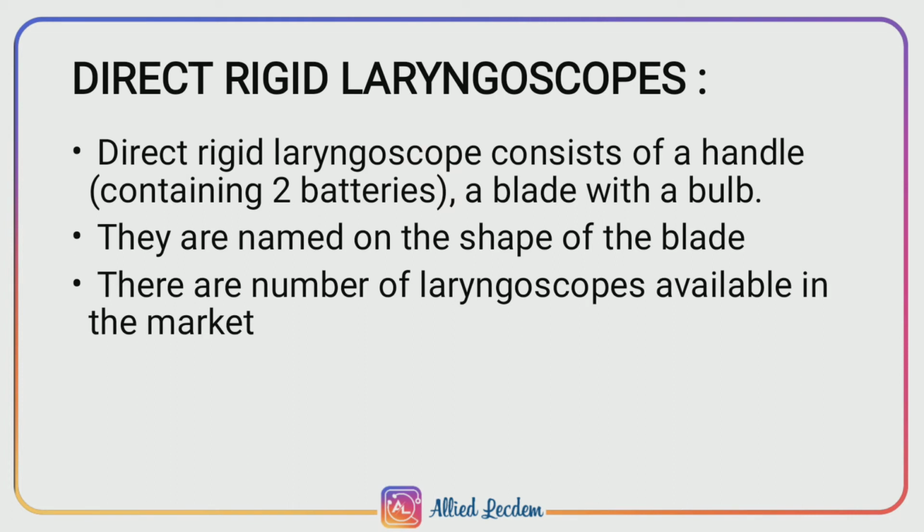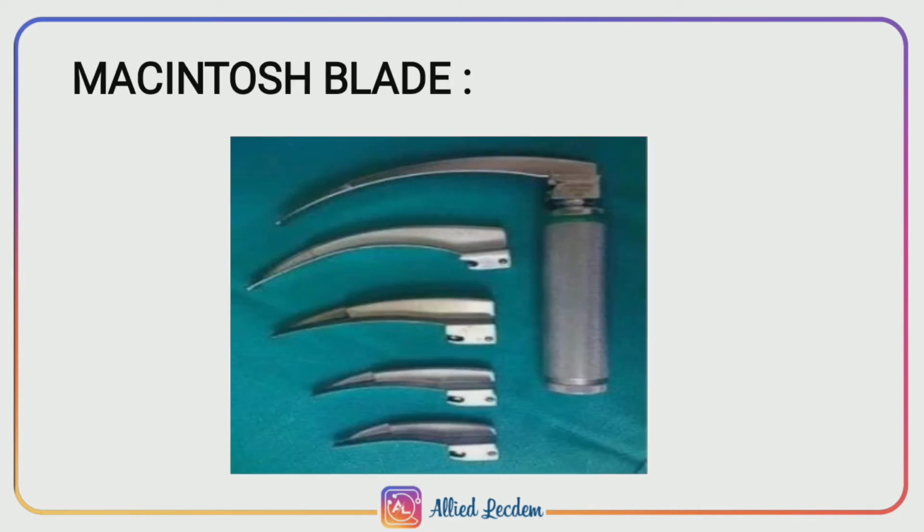Direct rigid laryngoscopes. A direct rigid laryngoscope consists of a handle containing two batteries and a blade with a bulb. They are named on the shape of the blade. There are a number of laryngoscopes available in the market.